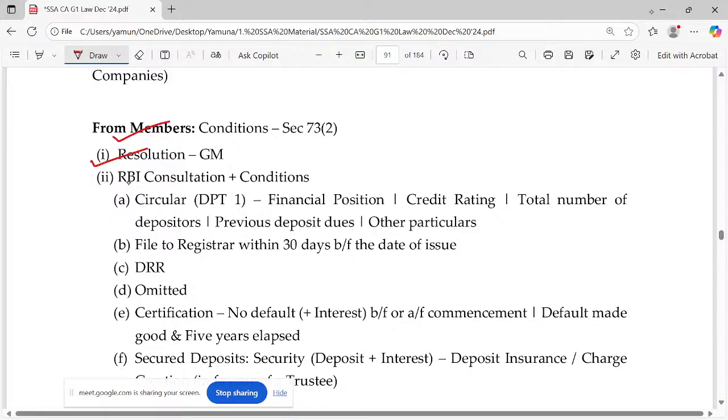We have to consult with RBI because money is coming inside. So you have to consult with RBI and RBI conditions also. You have to give a circular. So what you actually call as prospectus, right? You have to give a circular. That circular will be done in DPT one form.